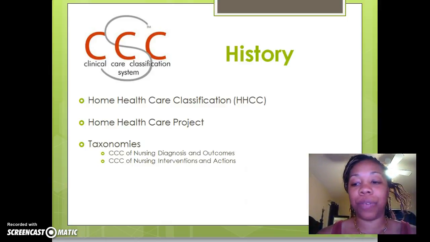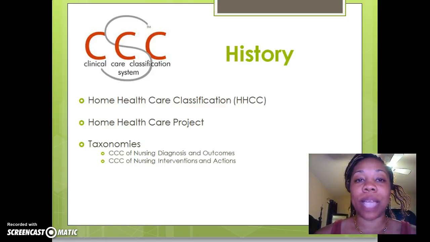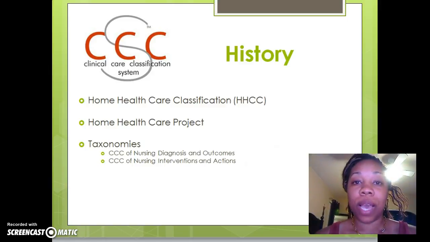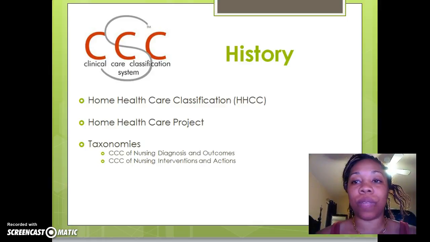CCC consists of two interrelated taxonomies. The CCC of Nursing Diagnosis and Outcomes, which is equivalent to finding semantic type in SNOMED CT, and the CCC of Nursing Interventions and Actions, which is equivalent to procedures semantic type in SNOMED CT.